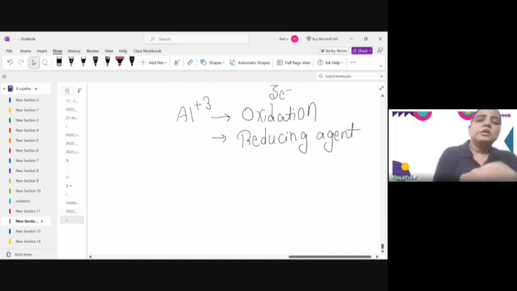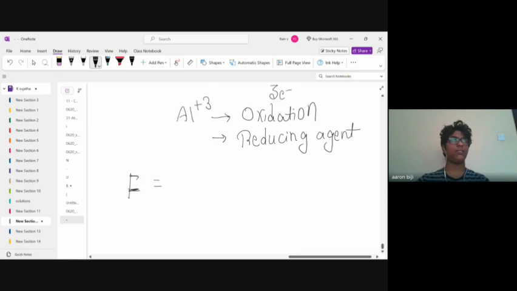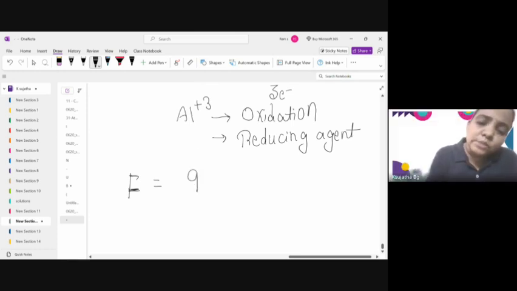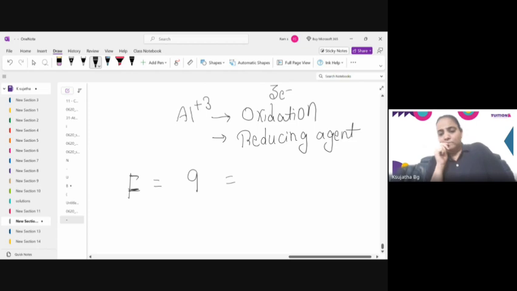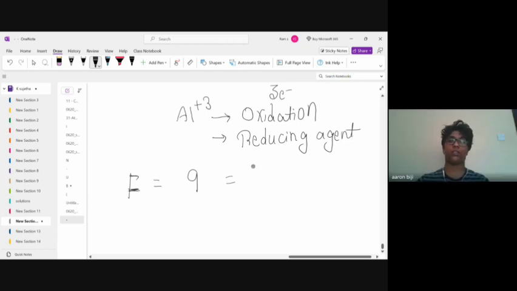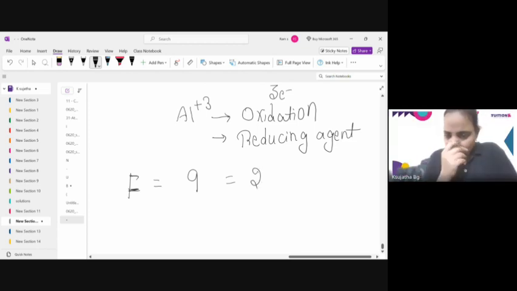Next, I will take fluorine now. Have you remembered the fluorine atomic number? No, ma'am. Okay, no issues. Fluorine atomic number is 9. So fill the electrons in the shells. 9 means 2, 8, 1.